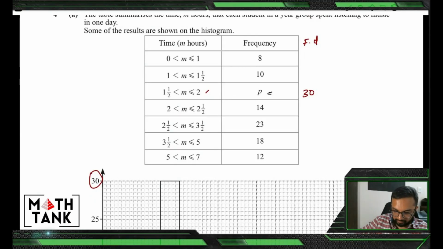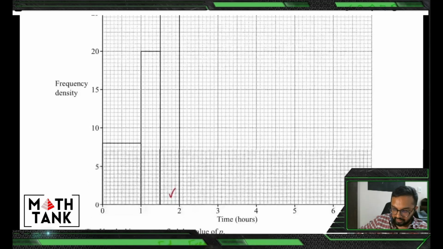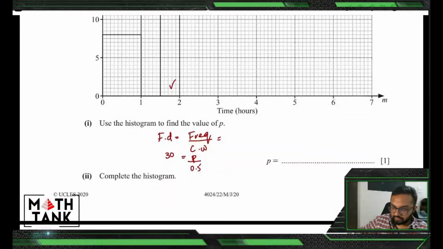Class width. So the class width is 2 minus 1.5 is 0.5. So I can say that the class width is 0.5. The frequency density is, according to the bar, 30. So 30 times 0.5, P is therefore 15. Okay, it's just reversing the process.